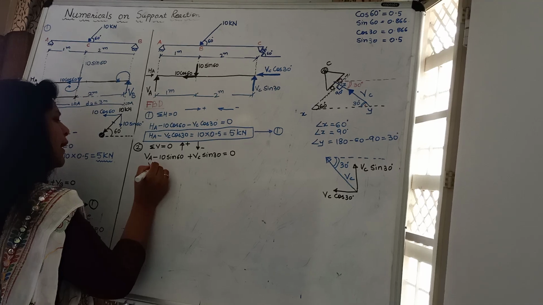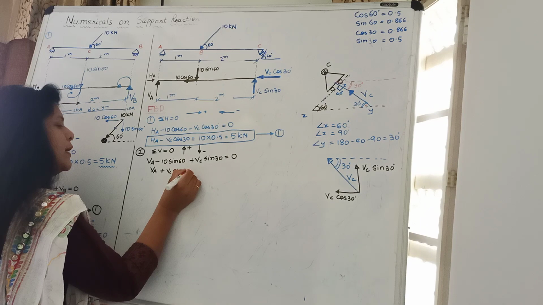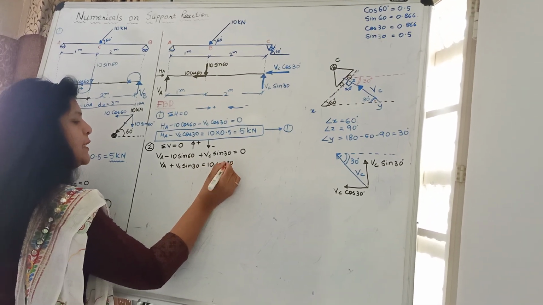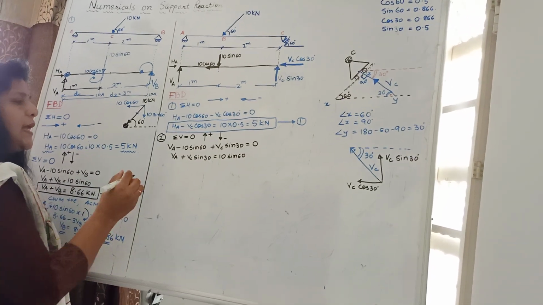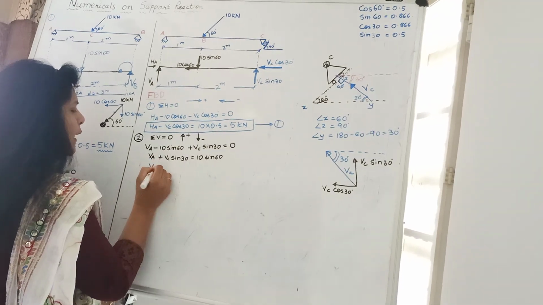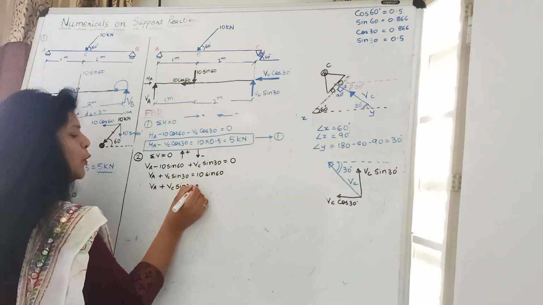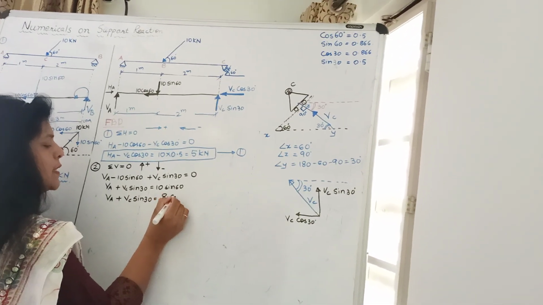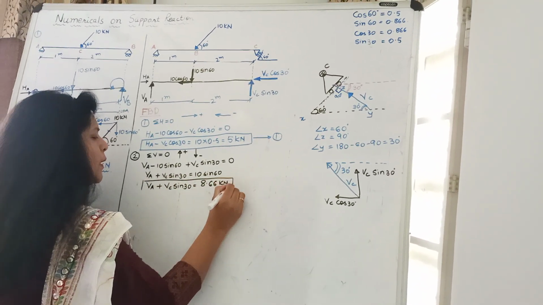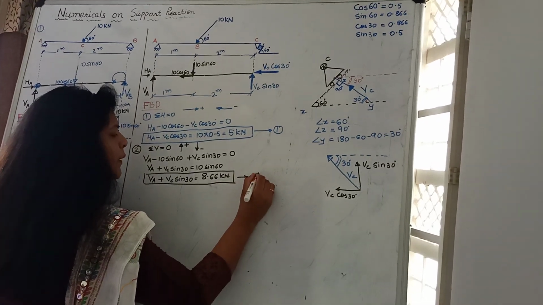So we get VA plus VC sin 30 is equal to 10 into sin 60. And what is 10 sin 60? So 10 sin 60 is 8.66. So we get VA plus VC sin 30 is equal to 8.66 kilonewtons. This is my equation number 2.